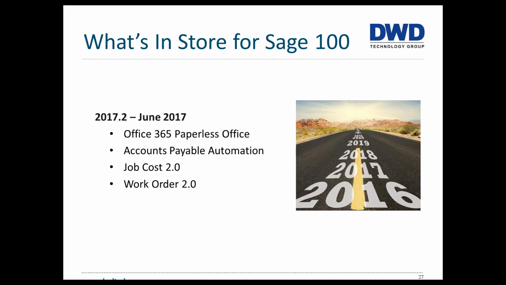Service Release 2 expected out second to third quarter of next year. Some enhancements to the Office 365 as it relates to paperless Office. There's an accounts payable automation that is expected to be coming out. And then job cost and work order, for those of you who might be using those modules, those are going to become modernized and brought up to this new business framework like payroll will have already done.